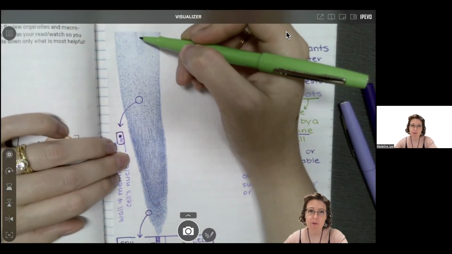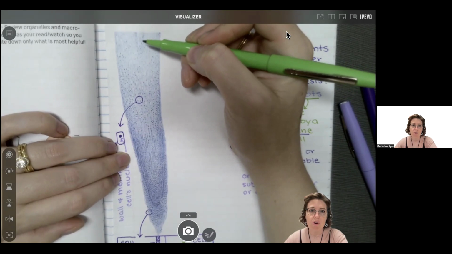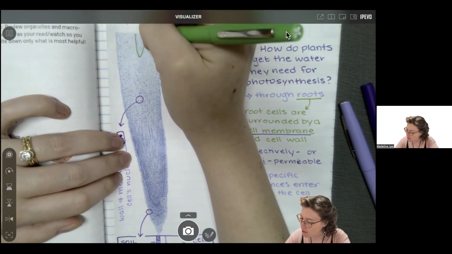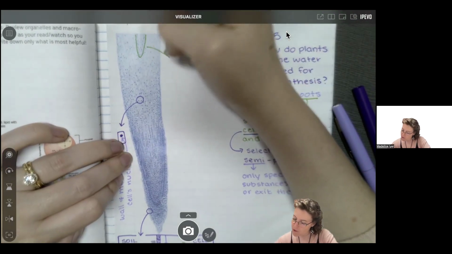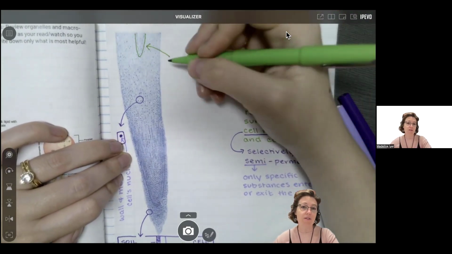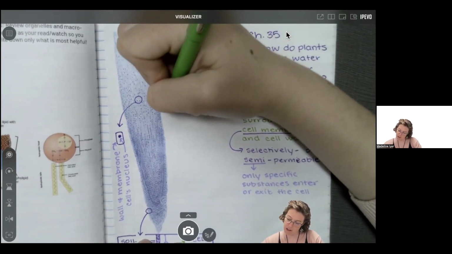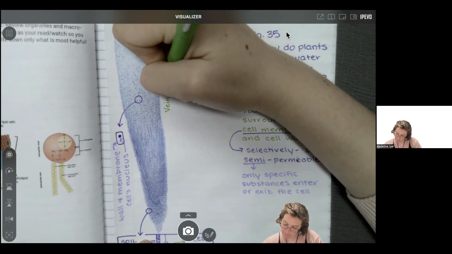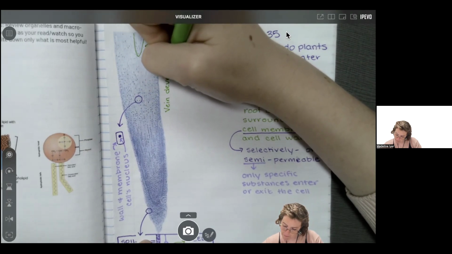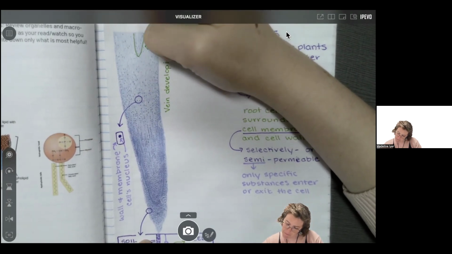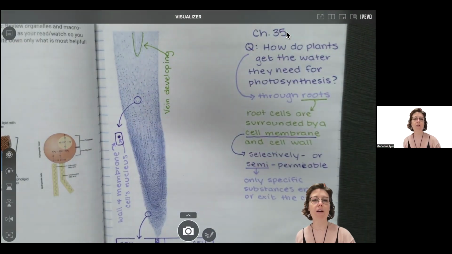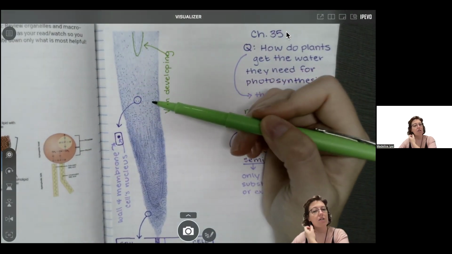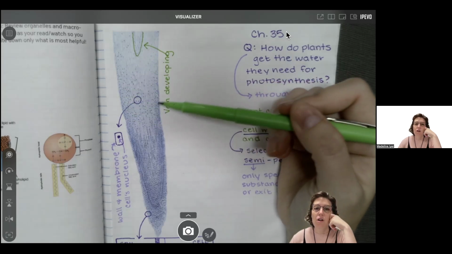Right here at the top, you can see just a small oval of cells. This is the vein of the root developing. So let's add that in. This is the vein developing. All right. And then you've got this section where the cells are clearly mature.